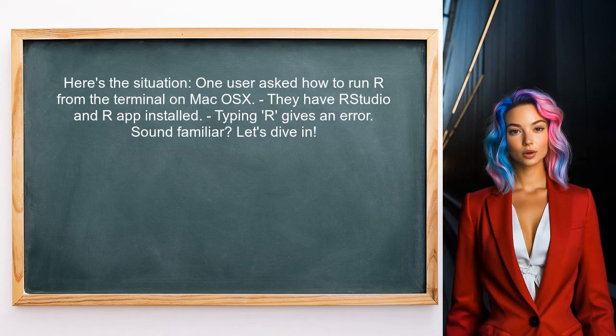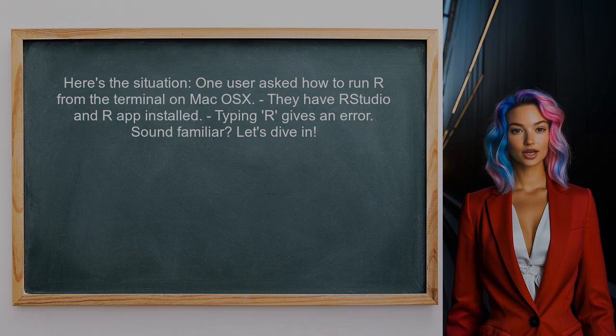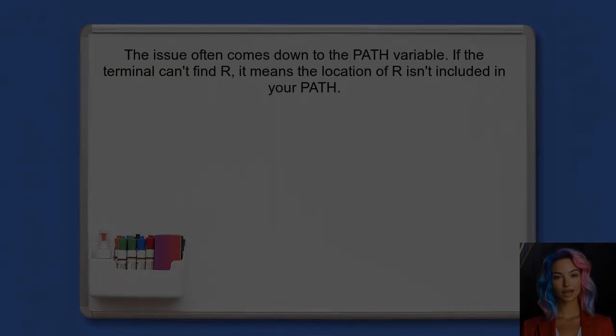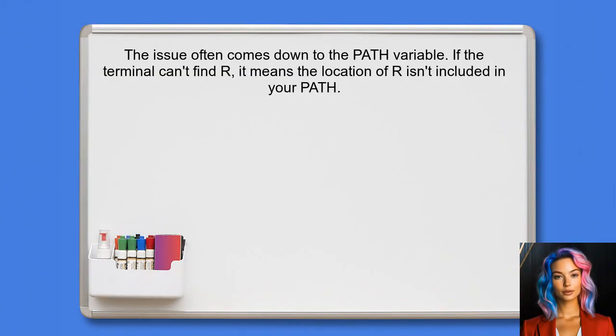So here's the situation. One user asked how to run R from the terminal on Mac OSX. They have RStudio and the standalone R app installed, but typing R in the terminal gives them an error. Sound familiar? Let's dive into this. The issue often comes down to the path variable. If the terminal can't find R, it means the location of R isn't included in your path. Let's figure out how to fix that.